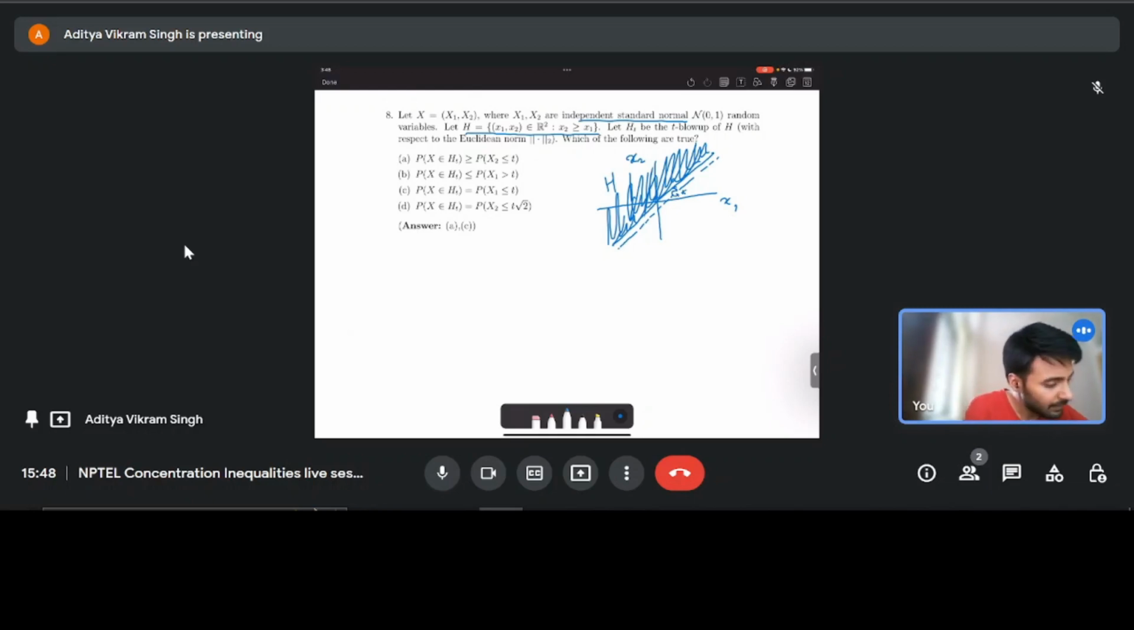We are in Euclidean space, so everything is the usual distance. So in particular, this would be root 2 t. This will cross this. Okay. H_t is a t blow up. Which of the following are true?